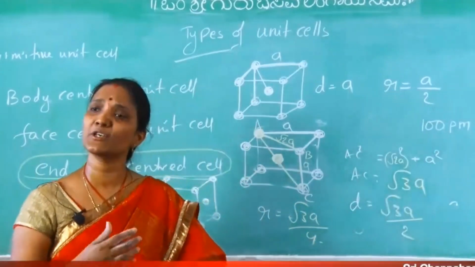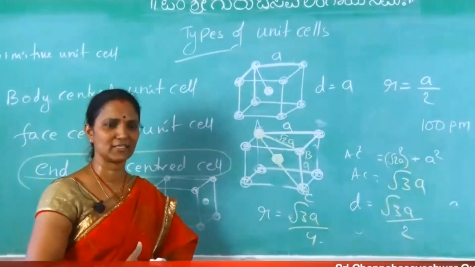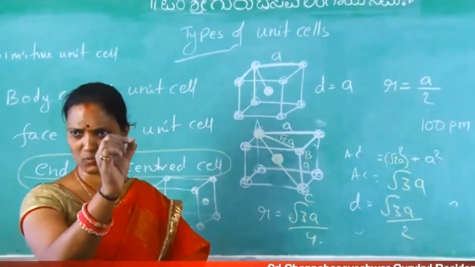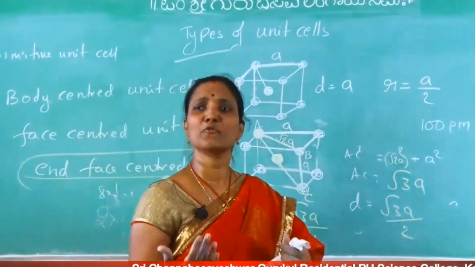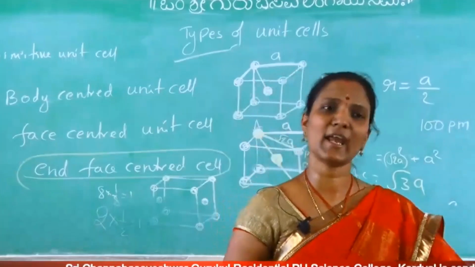In end face center, corner, any two opposite face centers. How many lattice points? Just those points only we should count. 8 in primitive, 9 in BCC, 14 in FCC, and 10 in end face center we are getting.